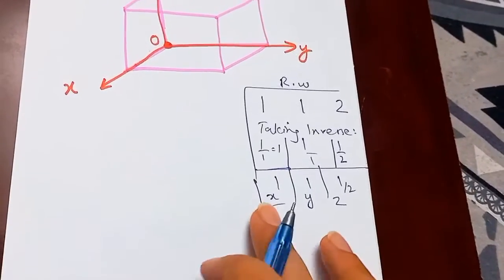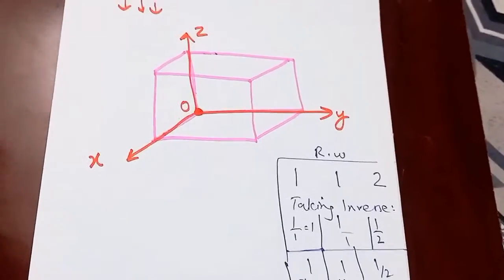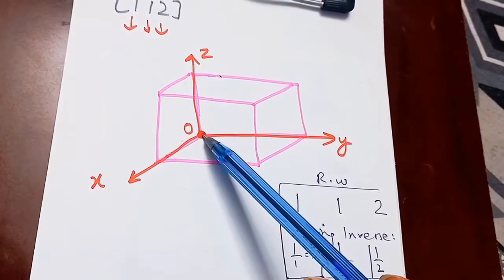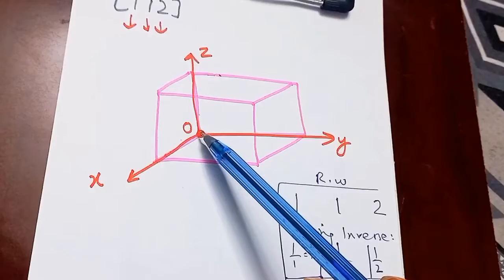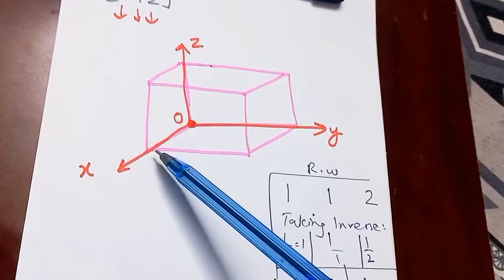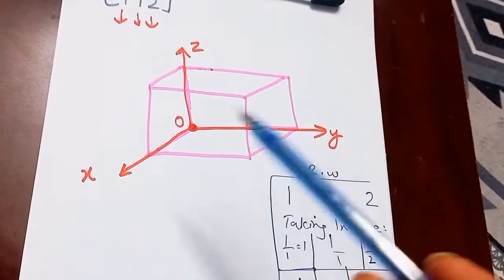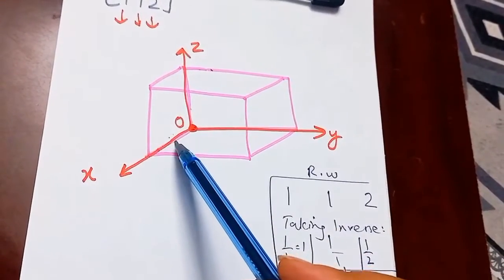Now the x-intercept is 1. How to take it? The x-intercept is 1, which means starting from the origin, 1 means going from one corner to the other corner of the unit cell. So that is what 1 means. And 1 by 2 means halfway.